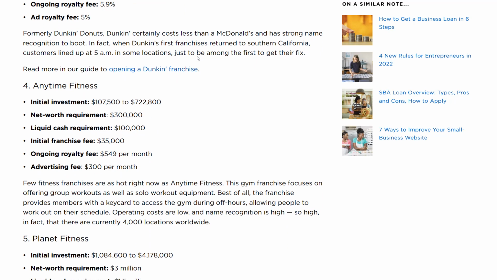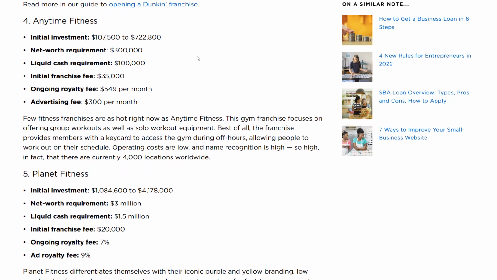Let's look for one that maybe doesn't require as much initial investment. So Anytime Fitness, between $107,000 and $722,000. It's a pretty wide range. Of course, it's going to depend on location as to how much it's going to cost to open one of these things up. Their net worth requirement is $300,000, liquid cash $100,000. So that's much more realistic to a lot of people once you've been working for a while and able to save up some money. So all franchises don't have to be extraordinarily expensive. Some of them are relatively affordable.